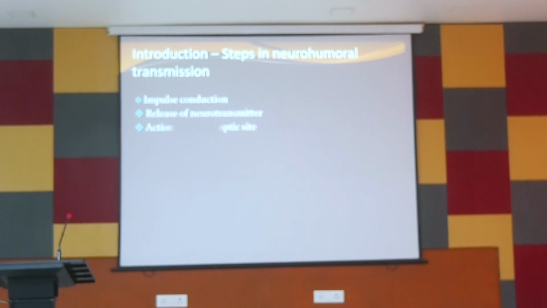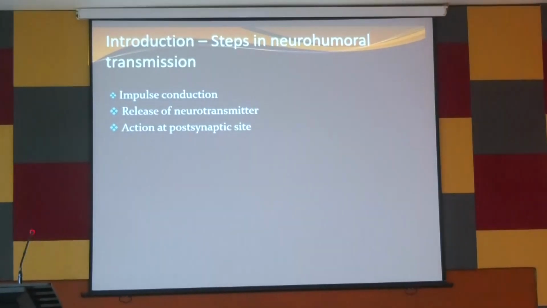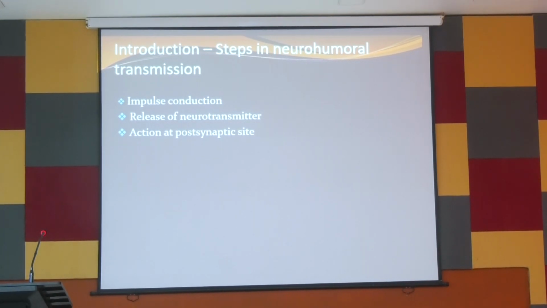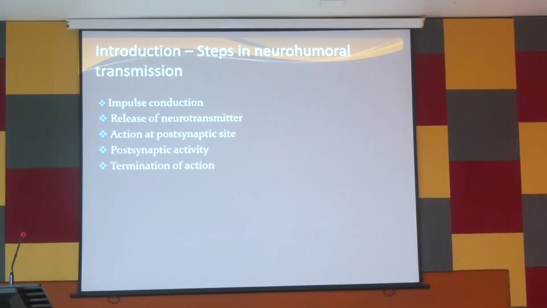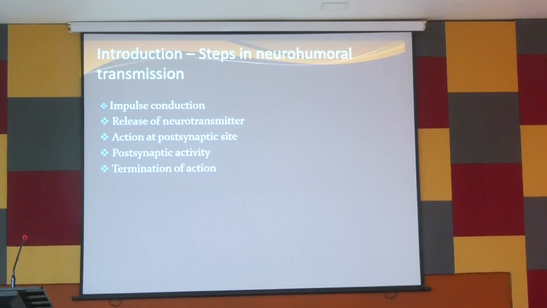What are the steps? Number one, axonal conduction or impulse conduction through the axon, release of neurotransmitter. After release, there is action on the postsynaptic. You don't need to write these down, you already know these, it is just recapitulation. Postsynaptic activity and termination of action. So these are the steps of neurotransmission.